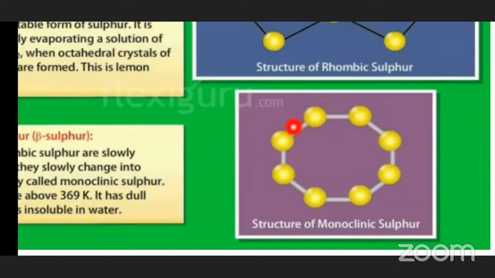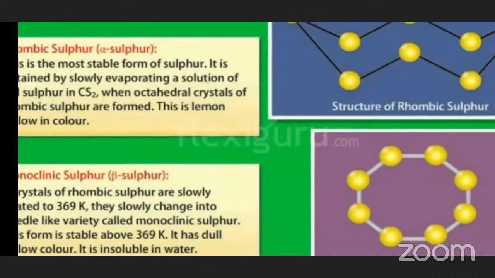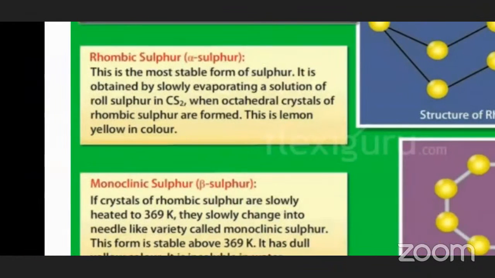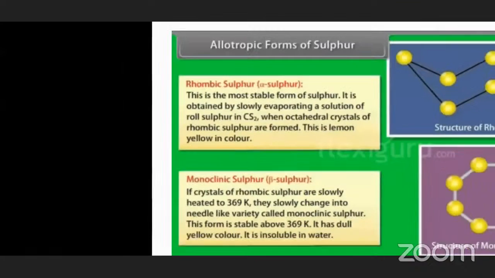There are also S8 atoms, 1, 2, 3, 4, 5, 6, 7, 8. That means the S8 structure. It is nothing but a needle-like structure. So this is about monoclinic or beta sulfur. There are many allotropic forms of sulfur, but among those we have to discuss the important ones. What are those? Alpha sulfur or rhombic sulfur, and beta sulfur or monoclinic sulfur.